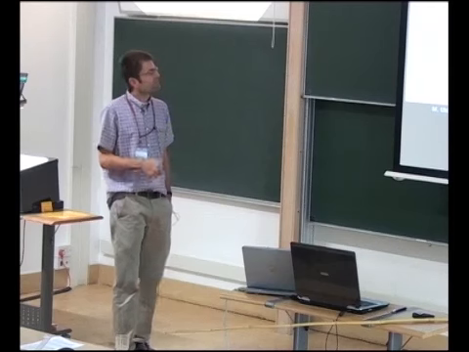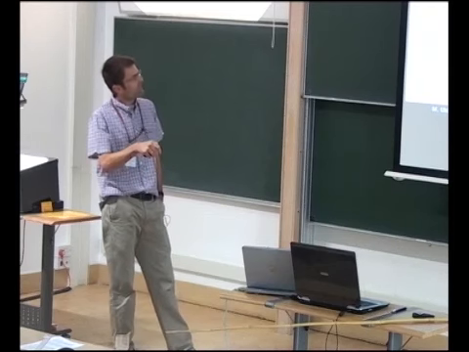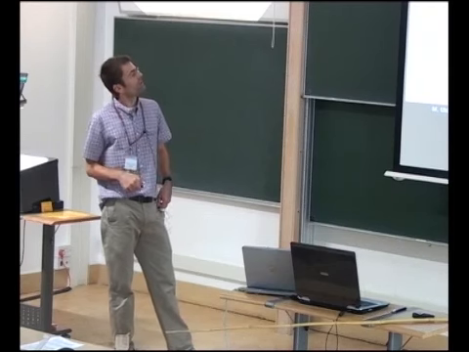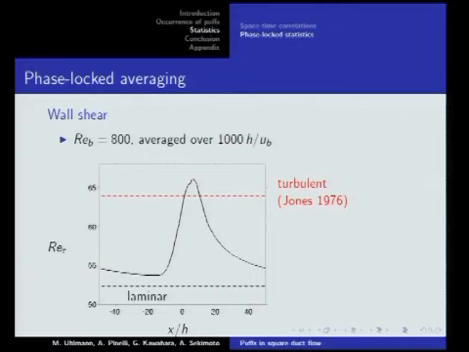Here we see the wall shear or the friction factor in terms of the Reynolds tau value on the axis. Far from the puff, we have something close to the laminar value. It's not exactly laminar. And then in what we will call the core of the puff, we get values which are close to the extrapolation of the turbulent wall shear given by Jones' formula.